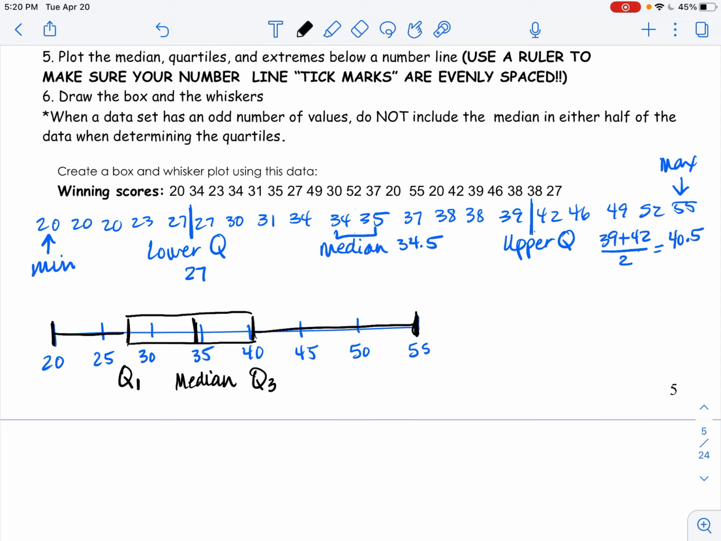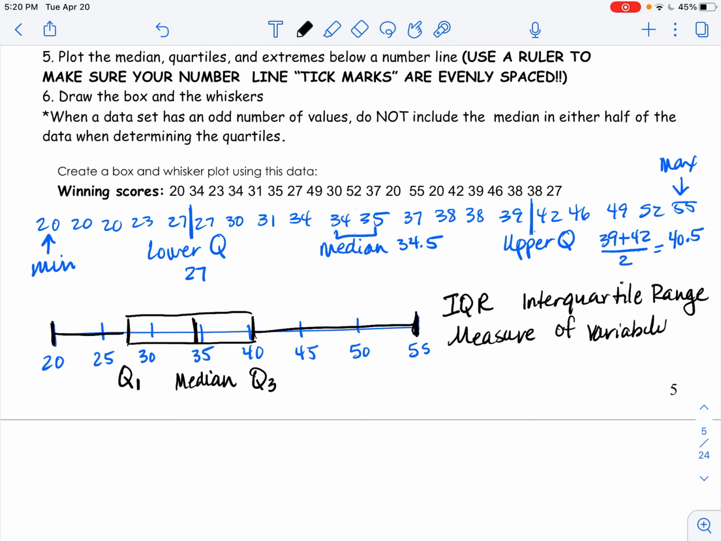One last piece of information, and that is the measure of variability known as the interquartile range. This is our IQR, interquartile range. It is a measure of how your data varies. And you find it by subtracting the upper quartile minus your lower quartile. And so 40.5 minus 27, and that is 13.5. And that's it.